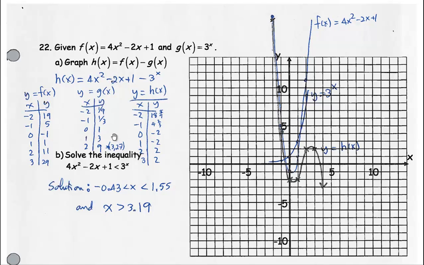3 to the power of 2 is 9, etc. And so these are the two functions for f of x and g of x. So h of x is the difference between them. So we would take the f of x function values and subtract the g of x function values from them.